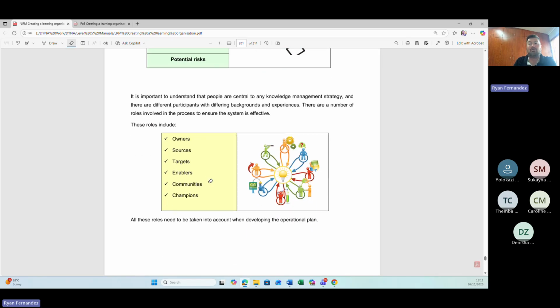There are also different roles that people will play. So owners, who owns the knowledge? Okay. Who are the sources of the knowledge? Who are the targets of the knowledge? So in other words, the people that are going to be using the knowledge.